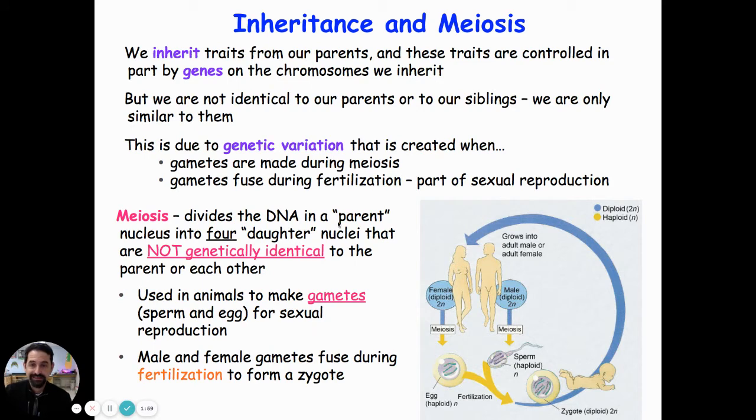Meiosis divides the DNA in a parent nucleus into 4 daughter nuclei that are not genetically identical to one another. Unlike mitosis, which made 2 genetically identical cells, this makes 4 genetically not identical cells. This is used in animals to make gametes for sexual reproduction, and male and female gametes fuse during fertilization to form a zygote. That is one single cell that's diploid, that has the full complement of genetic information that can develop into a new human.